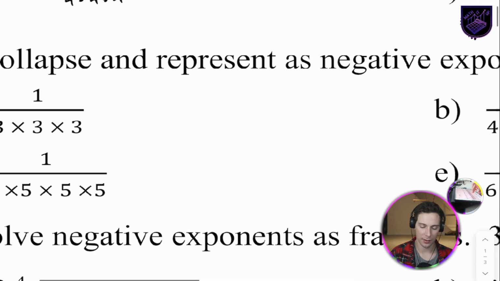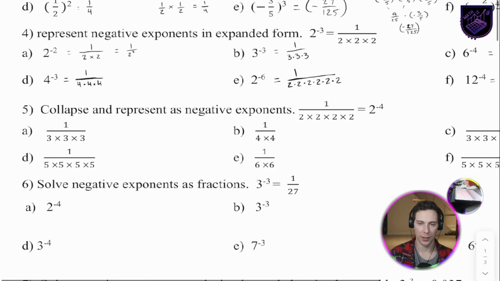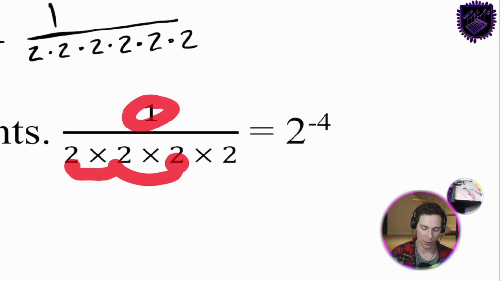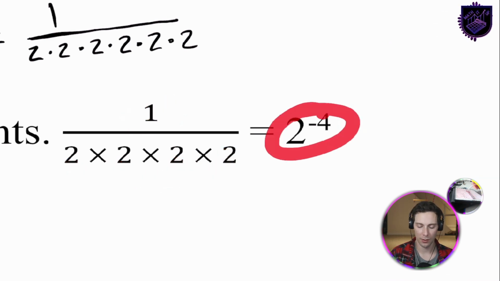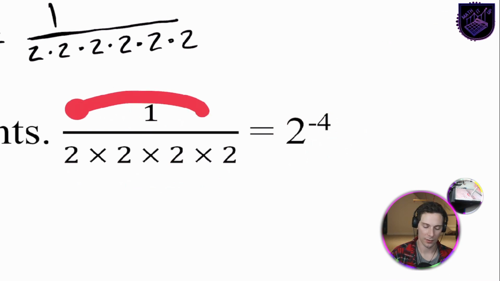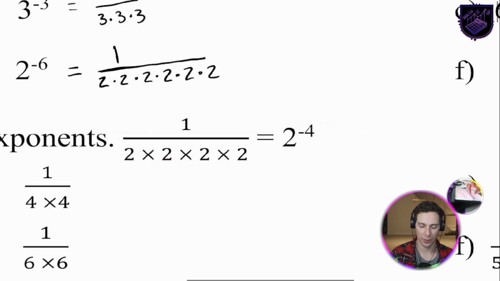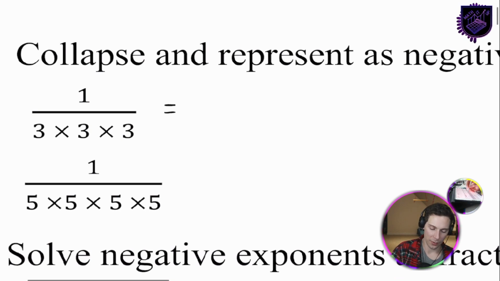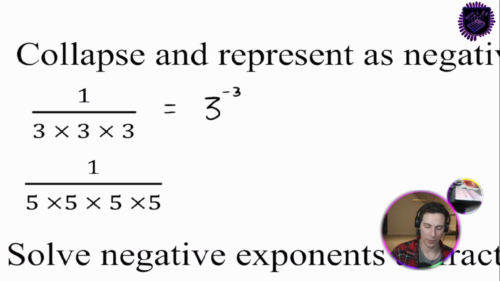We're collapsing. So we've given the long form, and I want you to shrink it down into a negative exponent. So this is 1 over 2 times 2 times 2 times 2. And this is the exponential form of this statement, 2 to the power of negative 4. So move in the opposite direction. So this will be equivalent to, our base is 3. And we have 3 of them. Negative 3. That's our answer. 3 to the power of negative 3.